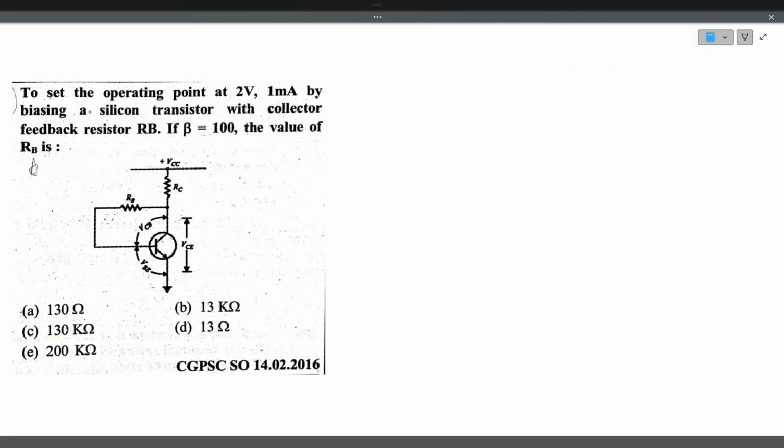We'll see the next question. To set the operating point at 2 volts, 1 milliamp by biasing a silicon transistor with the collector feedback resistance RB, if the beta value is 100, the value of RB is? So he has given the Q point. The Q point is nothing but VCE and IC, which equal 2 volts and 1 milliamp. So we need to find out the base resistance. He has given the collector current IC as 1 milliamp.